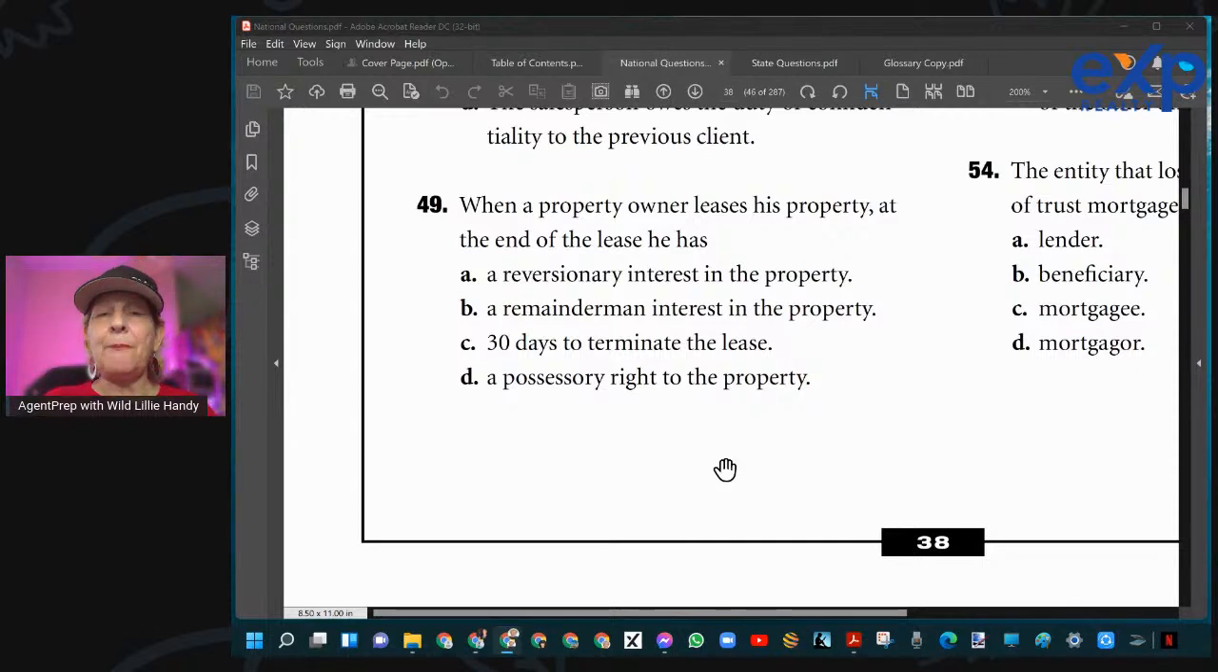So what happens when a lease ends? The property owner owns the property. They leased it to a tenant. What happens to that property at the end of the lease? Does it revert? Does it go to a remainder man? Does it have 30 days to terminate the lease, or has a possessory right to the property? Which one is it?